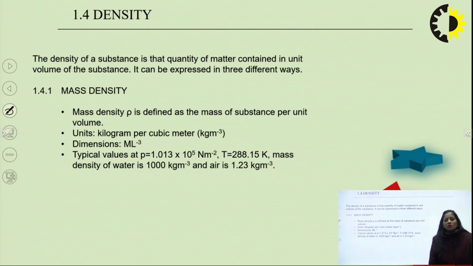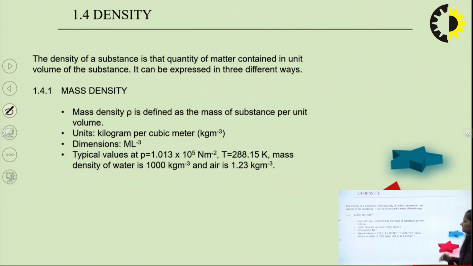So now we are going to discuss how we define different properties of fluid. The first one is density. The density of a substance is the quantity of matter contained in unit volume of the substance. It can be expressed in 3 different ways.